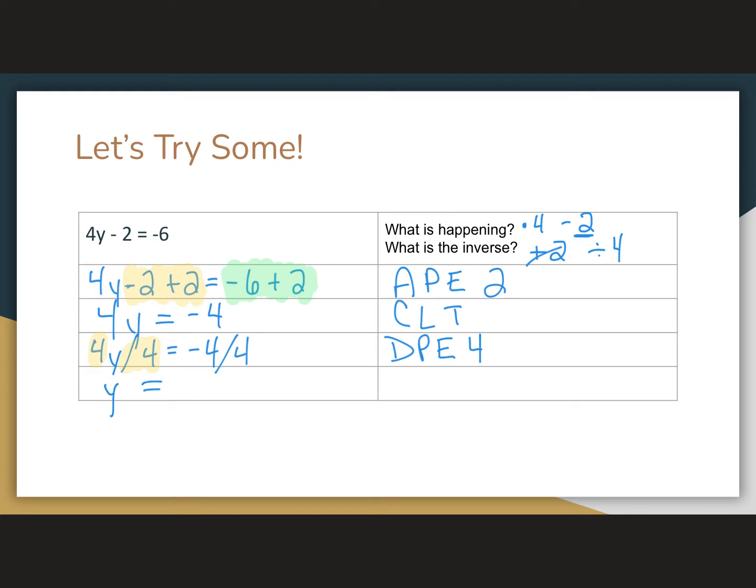On the other side, I'm going to combine or divide these. Negative 4 divided by 4 gives me negative 1. And remember, we call that simplifying when we multiply and divide things. So that's my answer. y equals negative 1. Again, I can put it back into my original problem if I want to check it. So I have 4 times negative 1 minus 2 equals negative 6. Well, 4 times negative 1 is just negative 4 minus 2 equals negative 6. That is correct. Let's try another one.